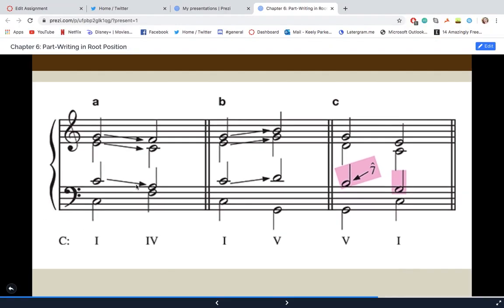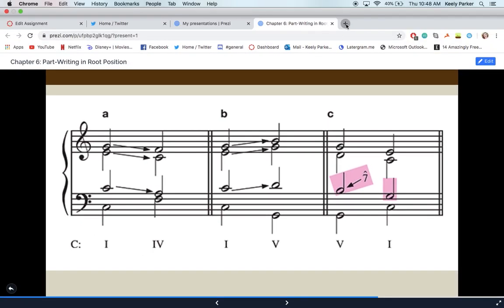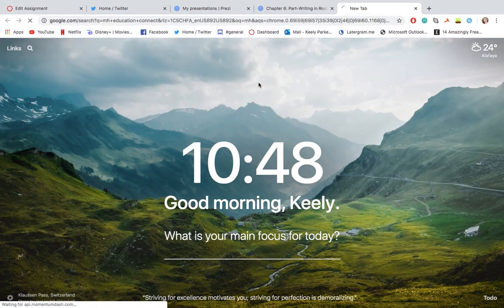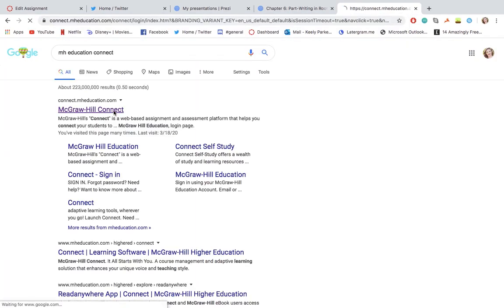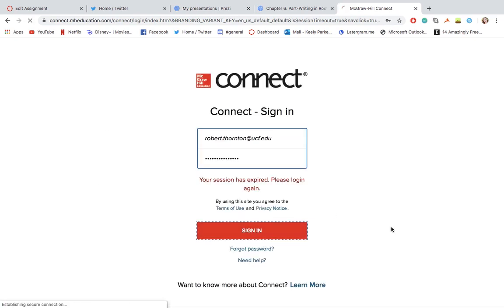Yeah, this is the wrong example. I apologize. Let me go. Stand by. Let's go to our textbook. Wow, this is embarrassing.